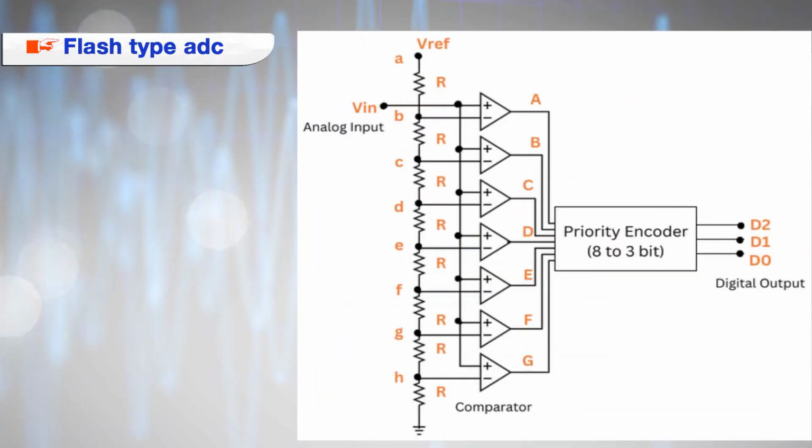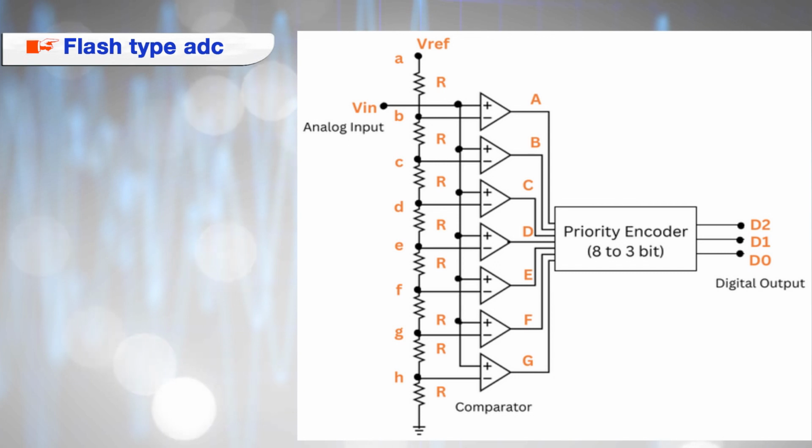Here we have used comparators, and these are analog comparators. These comparators take two different voltages at the positive and negative terminals, and provide a digital output. If the positive terminal voltage is greater than the negative terminal voltage, then the digital output is high, but if the positive terminal voltage is less than the negative terminal voltage, then the output is low.